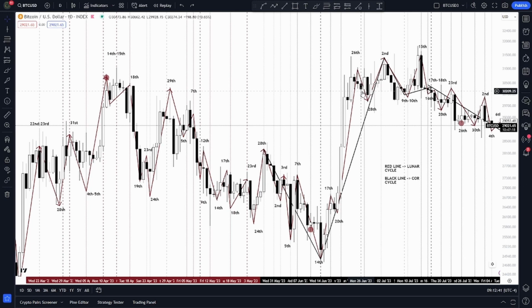First of all, on the screen, you see that there are red and black arrows, red and black lines. The red line represents the lunar cycle and the black line shows the COR cycle. What is lunar cycle and what is COR cycle? Lunar cycle is a cycle which gives consecutive daily tops and daily bottoms. You can forecast all daily tops and bottoms with accuracy.